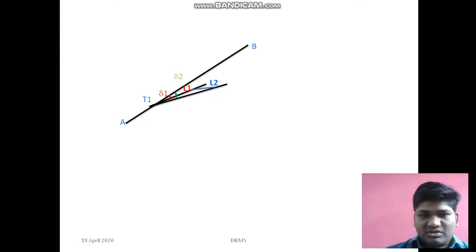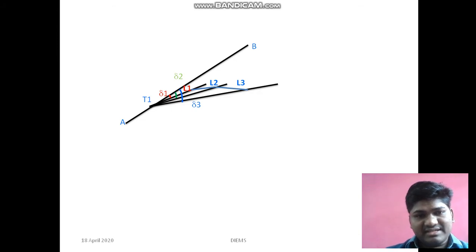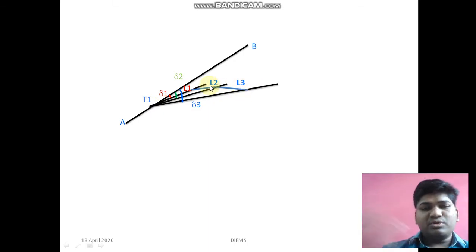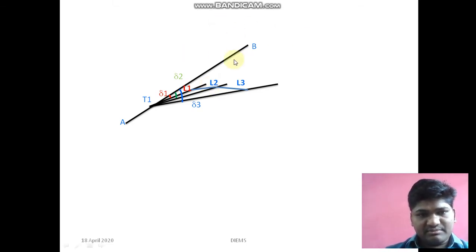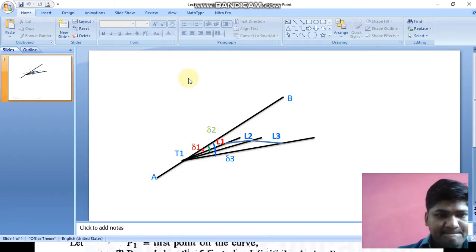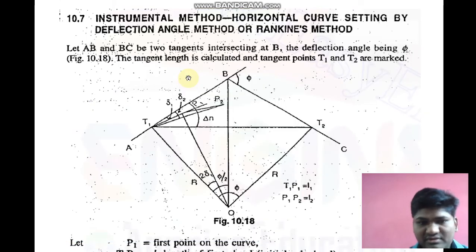After this L2 we mark our third angle, delta 3, again from T1 and from the AB chord. After plotting delta 3, we mark our line, and on that line we mark our third chord, L3. Again, this L3 will start from the point where L2 ended, not from T1. And so on, we can set any number of angles in the method. So this is Rankine's method. Why have I described this method first? Because for understanding the derivation we should know the importance of this delta. So we'll go to our PDF again.